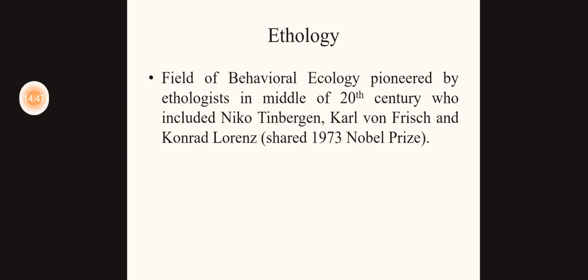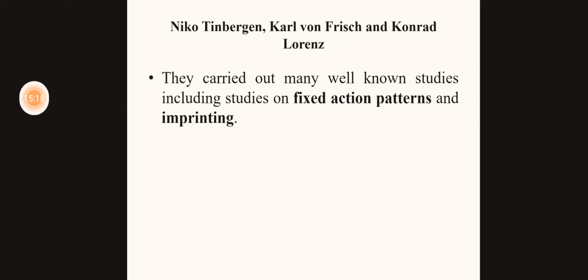The field of behavioral ecology was pioneered by ethologists in the middle of the 20th century, who included Niko Tinbergen, Karl von Frisch, and Konrad Lorenz. Niko, Karl, and Konrad took a Nobel Prize in 1973. Their work was to carry out many well-known studies, including fixed action patterns and imprinting.